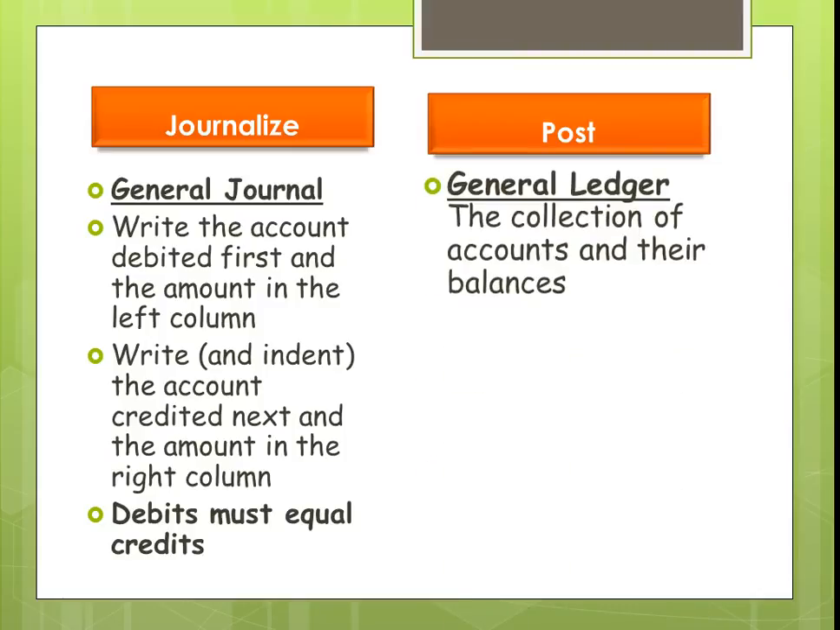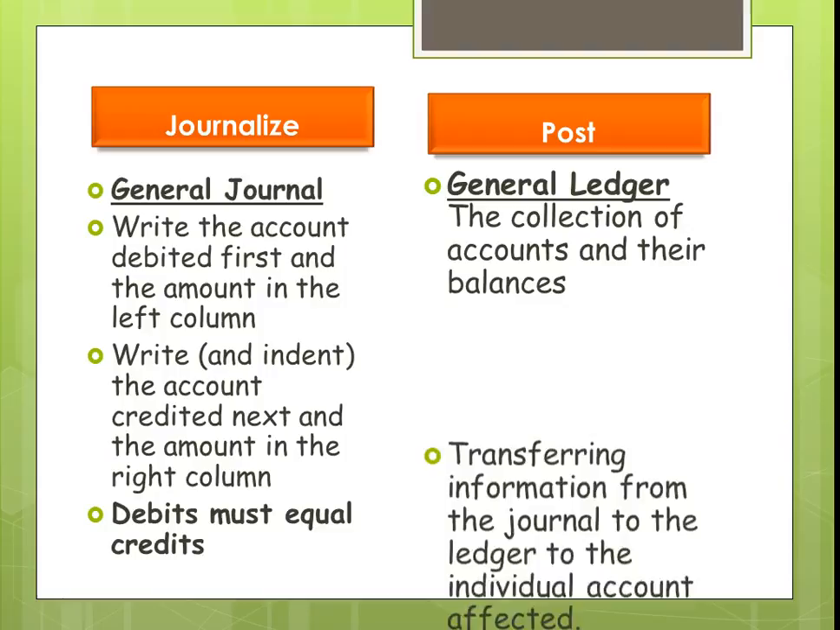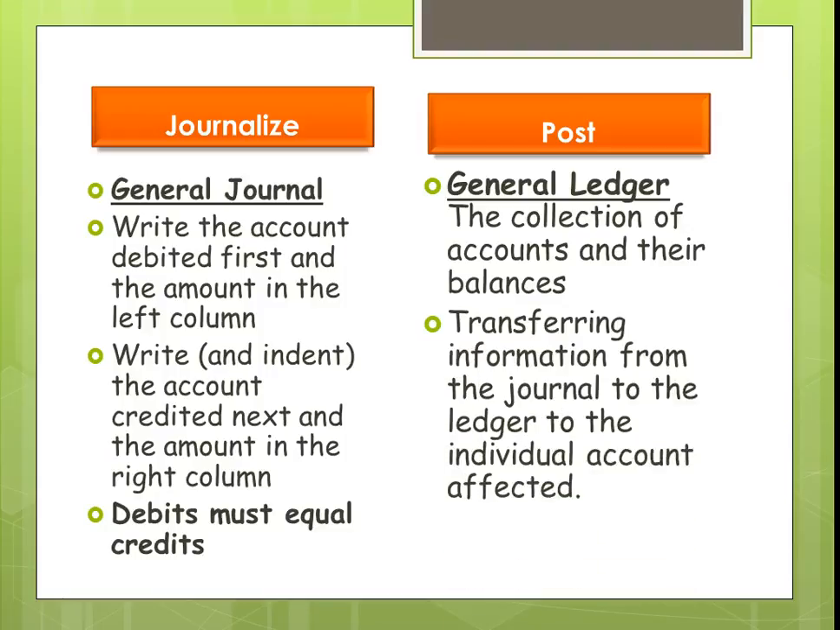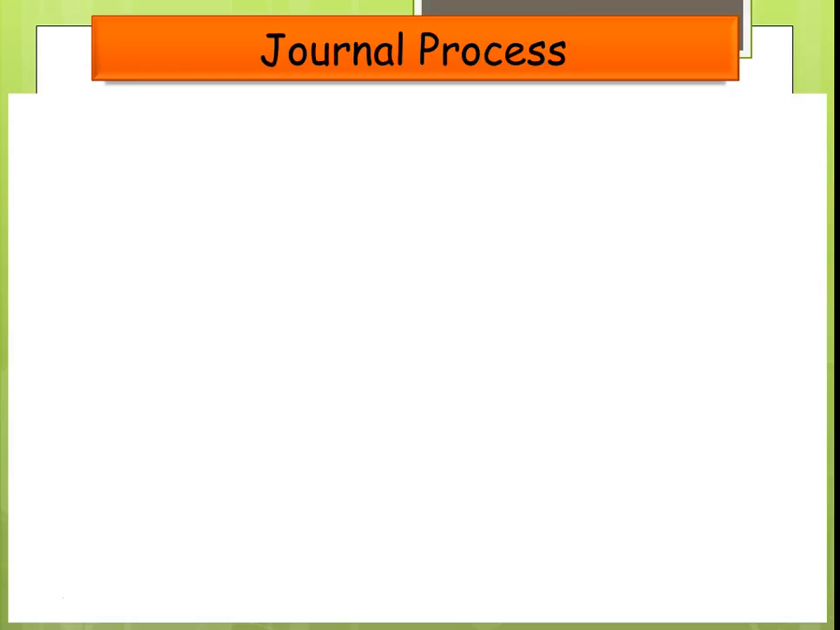Posting. This is in the general ledger, and it's the collection of the accounts and their balances. We do this when we transfer information from the journal to the ledger to the individual accounts affected. So at month end, we can figure out how much cash we have, how much equipment we have, and various other types of accounts.